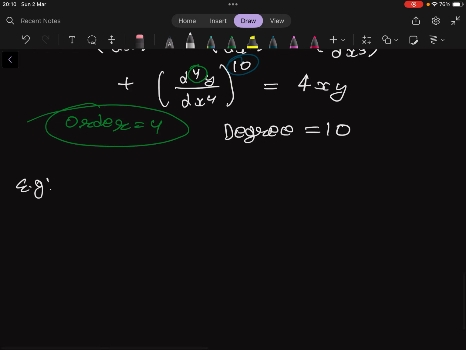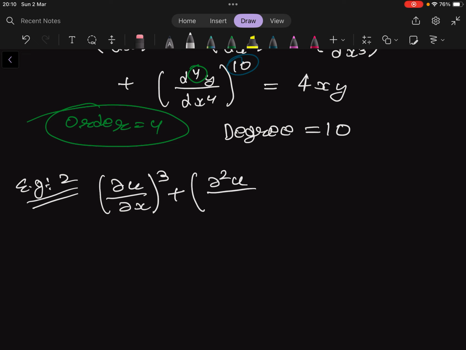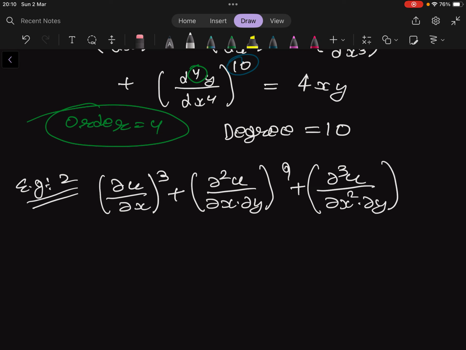Example 2: (∂u/∂x)^3 plus (∂²u/∂x∂y)^9 plus (∂³u/∂x²∂y)^8 plus (∂³u/∂y³)^10 equals 0.